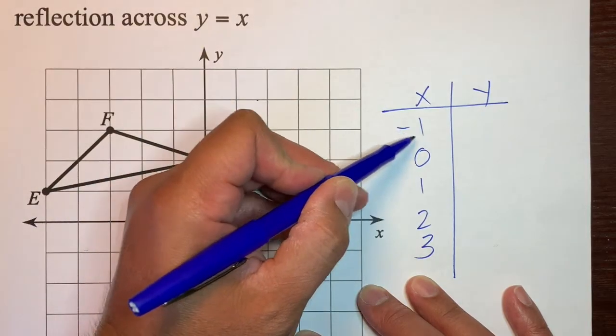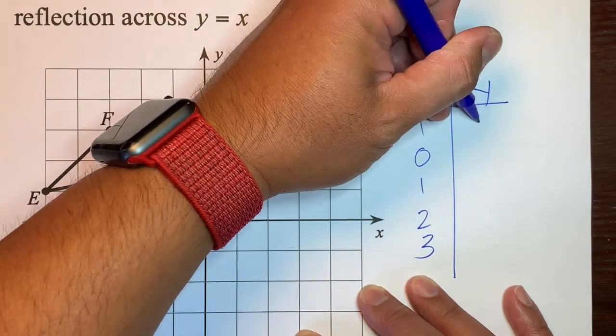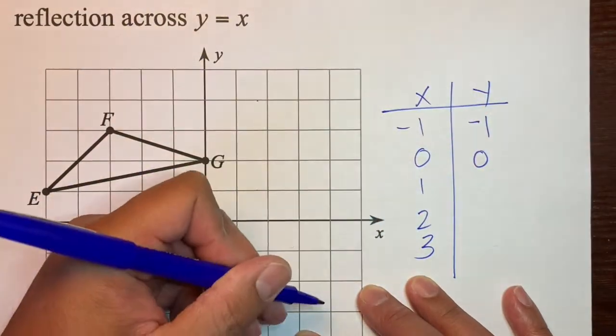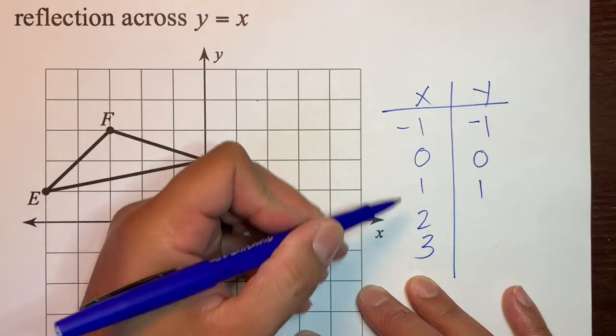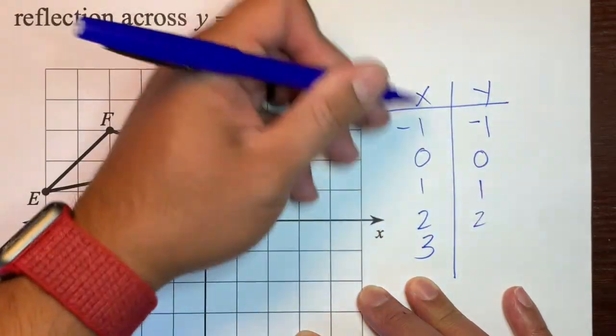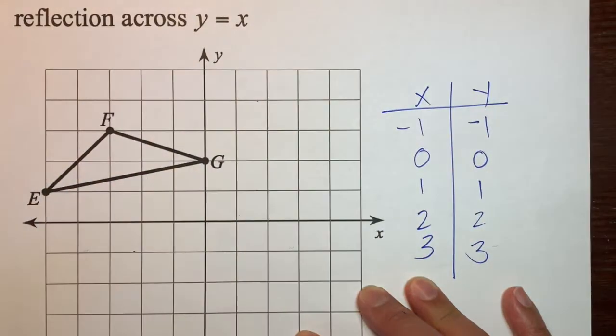So if x equals -1, what does y have to be? They have to equal each other, so -1. If x is 0, y is 0. If x is 1, y is 1, because they're equal to each other. If x is 2, then y is 2. If x is 3, then y is 3.